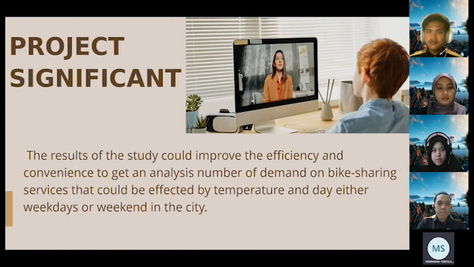So for the project significance, the result of the study could improve the efficiency and convenience to get an analysis of the number of demand on bike sharing service that could be affected by temperature and day, either weekend or weekdays, in the city.